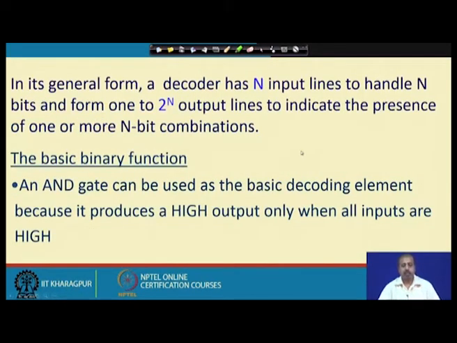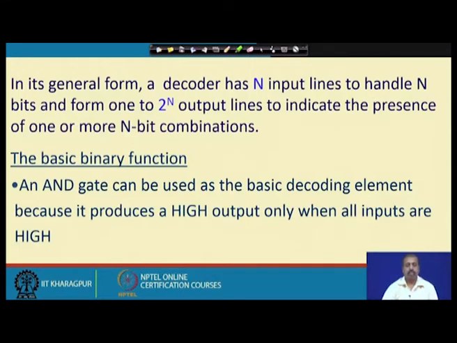In a general form, a decoder has n input lines to handle n bits and from 1 to 2 to the power n output lines to indicate the presence of one or more n bit combinations. So, this is the basic decoder. We say it is an n to 2 to the power n decoder. It is taking n input lines, and depending upon the value of the n bits, one of the 2 to the power n outputs will be made active.